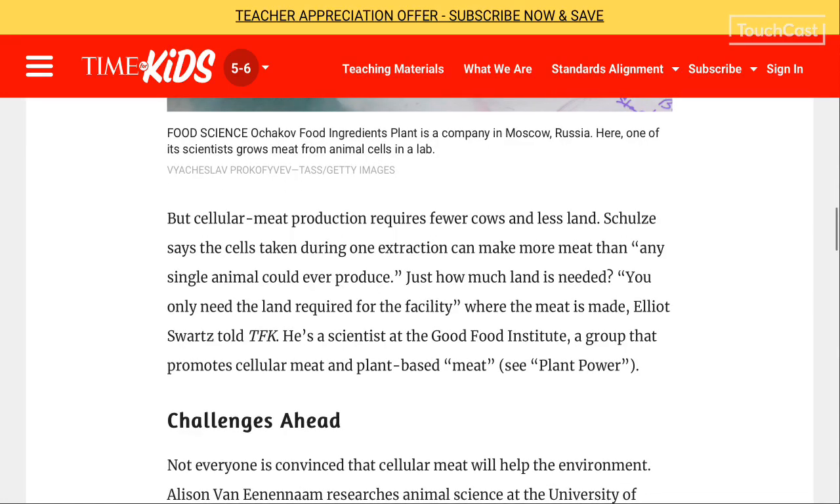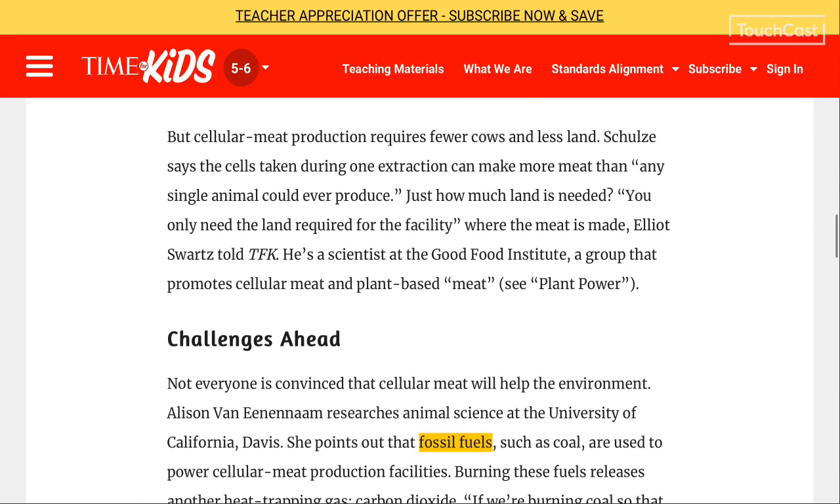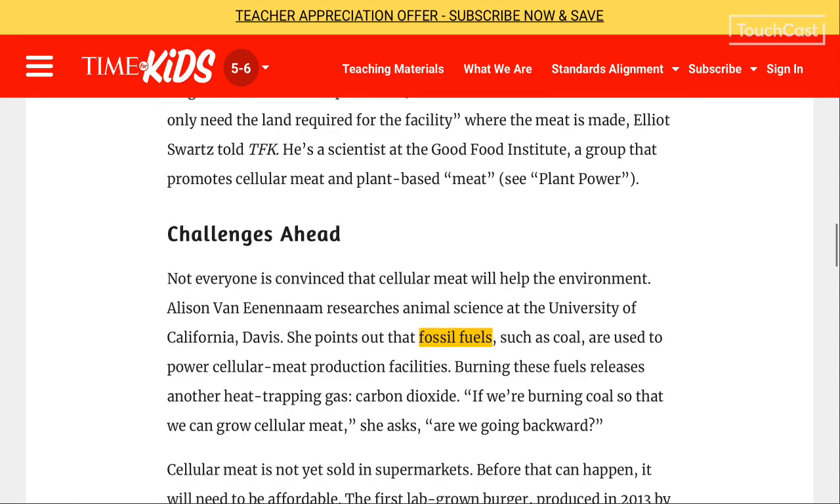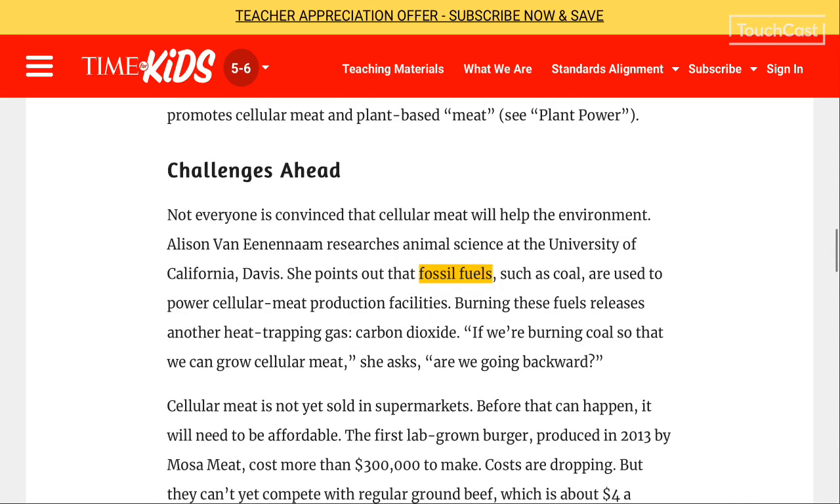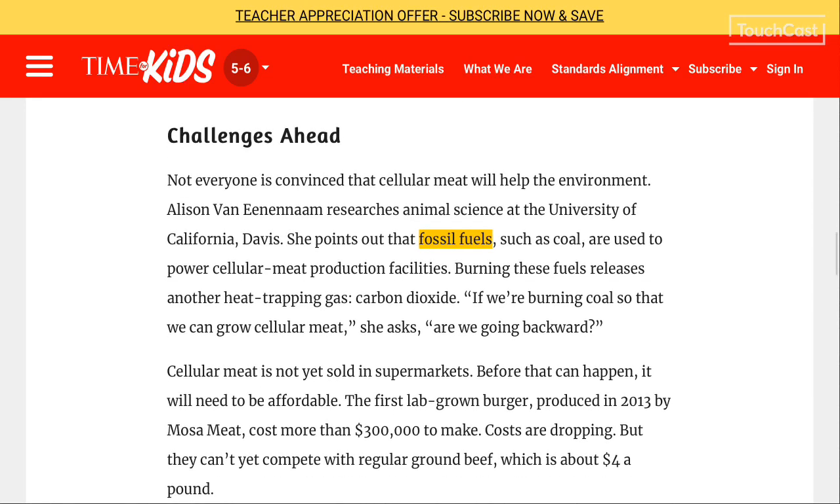But cellular meat production requires fewer cows and less land. Schultz says the cells taken during one extraction can make more meat than any single animal could ever produce. Just how much land is needed? "You only need the land required for the facility where the meat is made," Elliot Schwartz told TFK. He is a scientist at the Good Food Institute, a group that promotes cellular meat and plant-based meats.